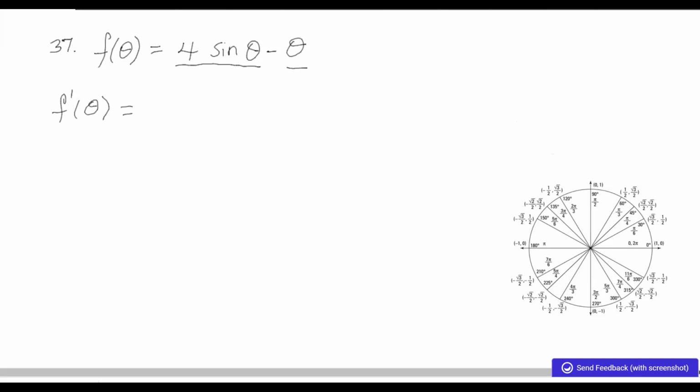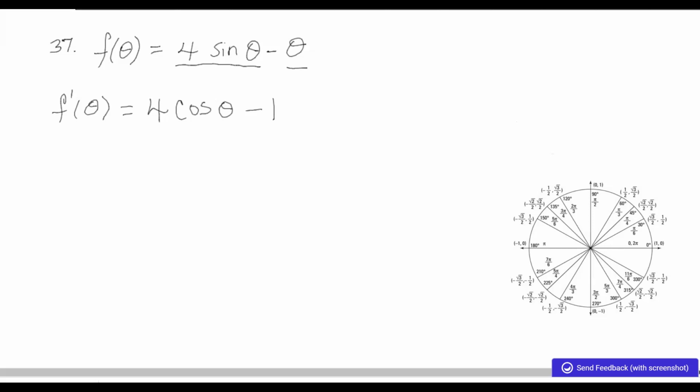So 4 sine of theta involves a constant multiple. So as you know, you're going to pull out the 4, and then we're going to take the derivative of sine of theta. The derivative of sine is cosine. So this is 4 times the cosine of theta minus, well, the derivative of theta is 1, okay?